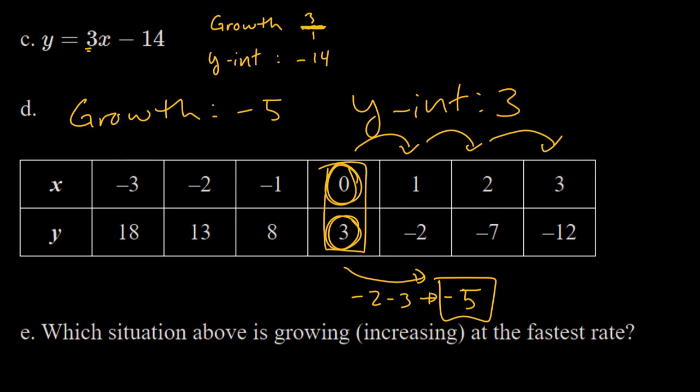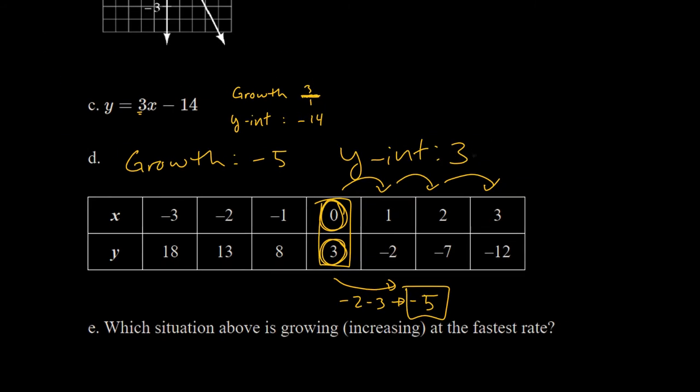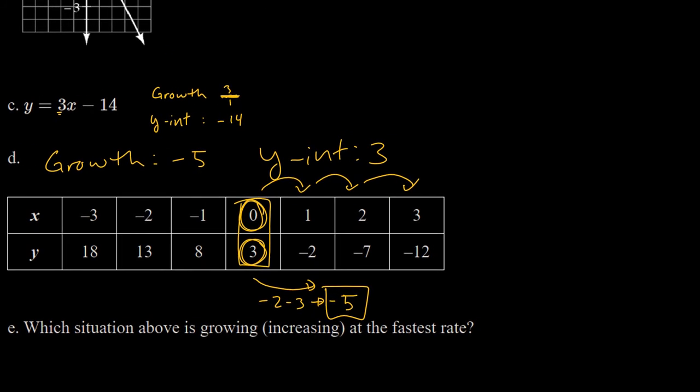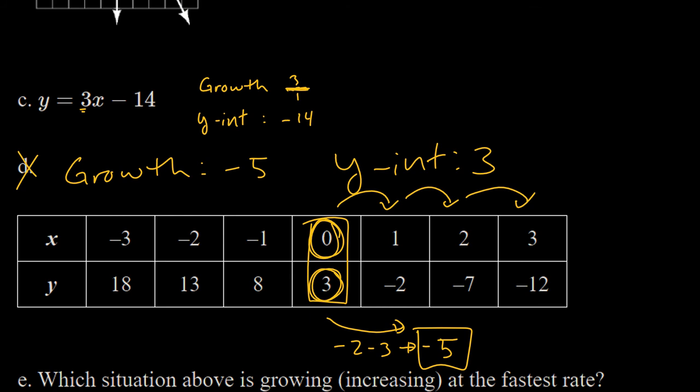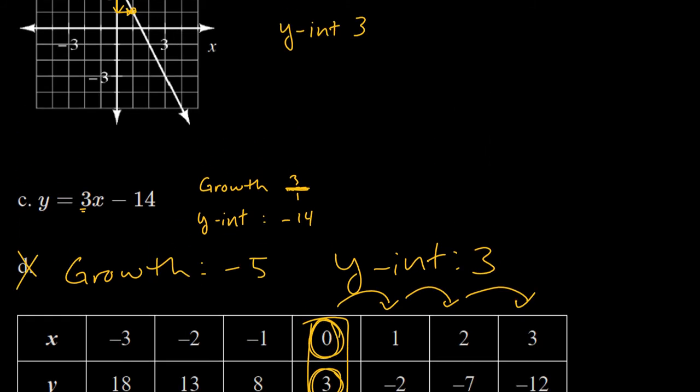And then finally, there's a question here. It says, which situation above is increasing at the fastest rate? Well, let's see. D is decreasing, so that's not growing. It is changing by going down by 5. C is growing by 3.